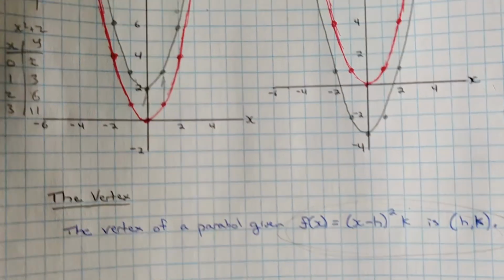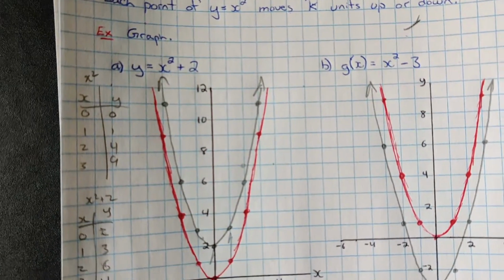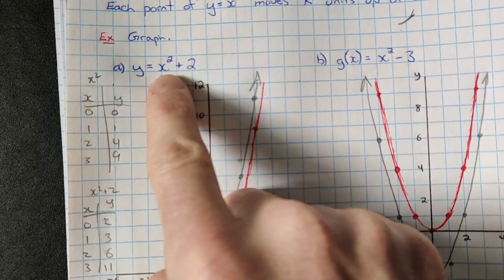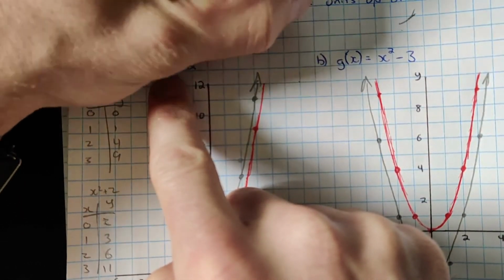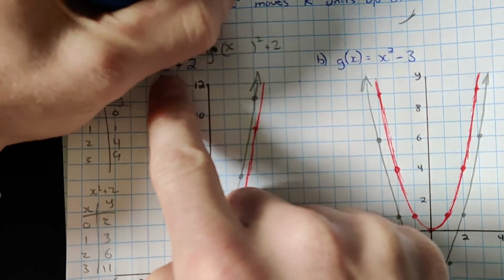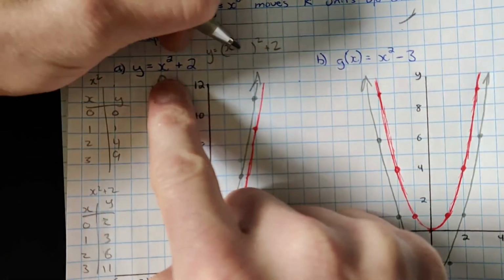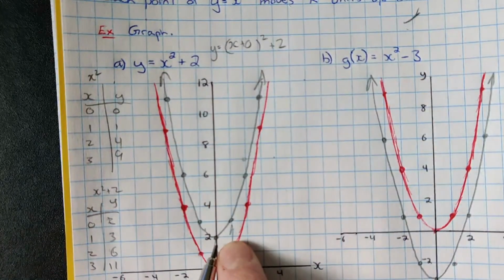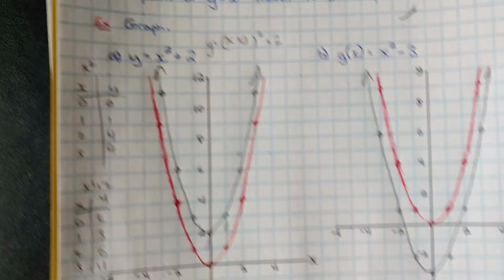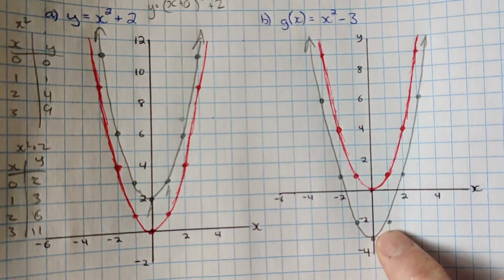So you notice here, there's a 0. If we were to put the x in brackets here, what can we add or subtract to x and not change it? Well, we could add or subtract 0. So 0 and 2, 0 and 2, there's our vertex. Here, 0 and negative 3, there's our vertex.